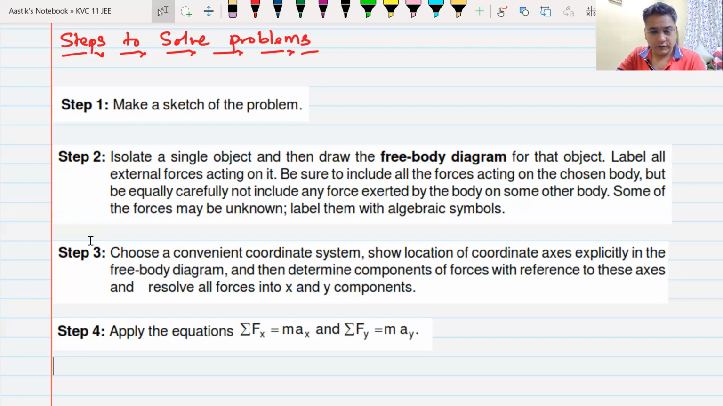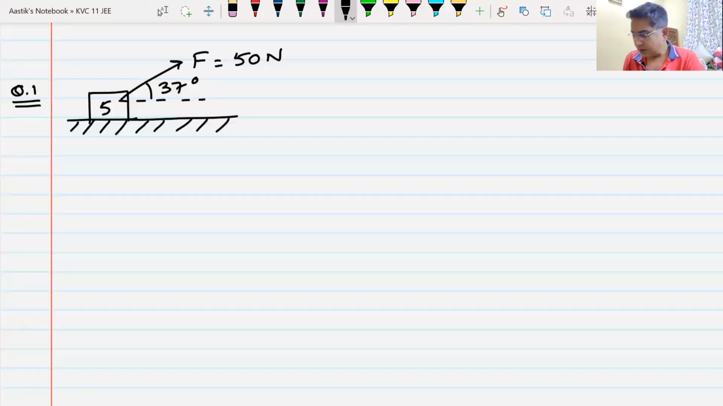Then here we go with the first problem. A very basic and a very simple one. You have a block of mass m, which is given as 5 kg. It is kept on a smooth floor. Remember, friction is not going to come until the next chapter. You have to find out the acceleration of this block.